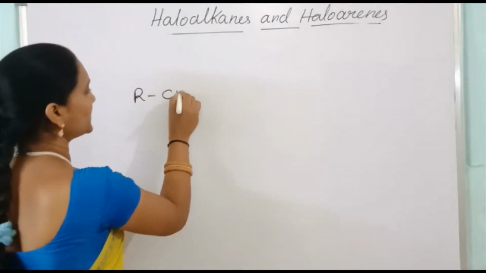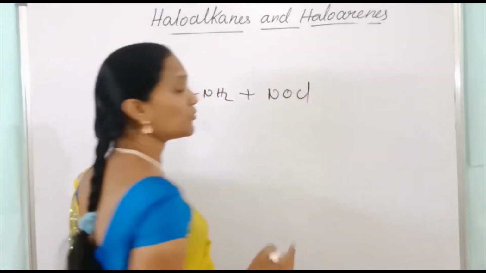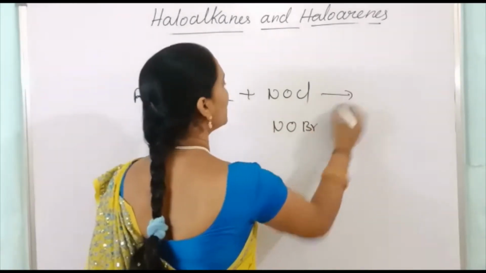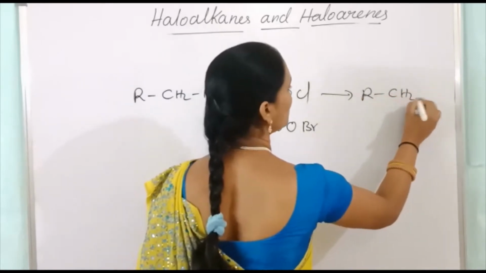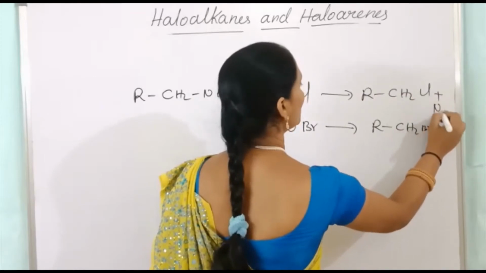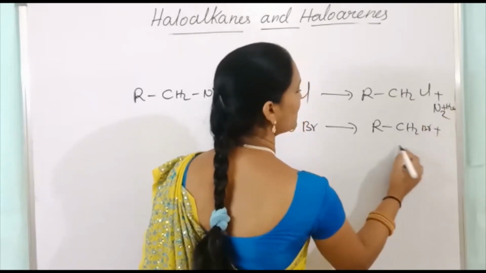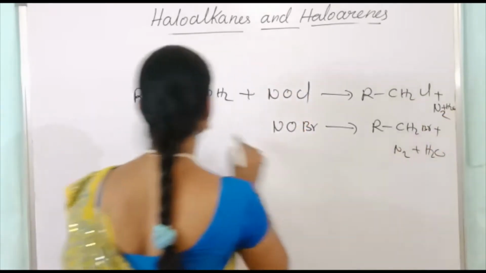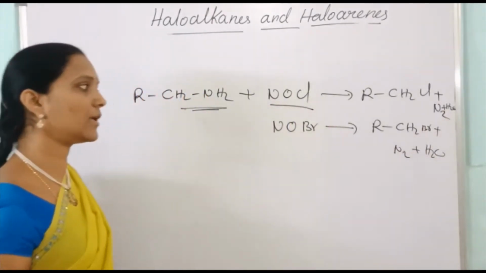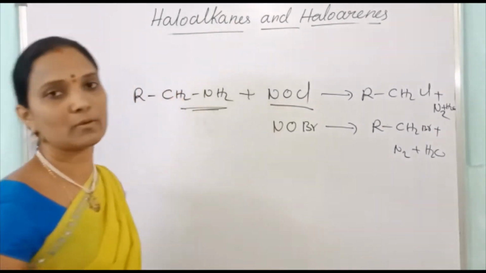That is the primary amine. A primary amine is treated with nitrosyl chloride, NOCl; we can also use nitrosyl bromide. Now the reaction is: RCH2Cl, or if NOBr is used, RCH2Br, plus N2, nitrogen gas elimination takes place, plus H2O. Like this, from primary amines using nitrosyl chloride or nitrosyl bromide, we can prepare chlorides and bromides.